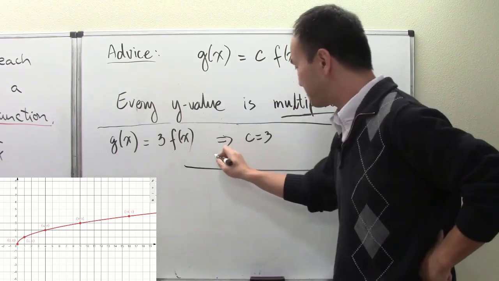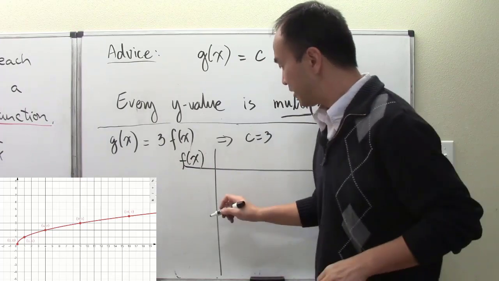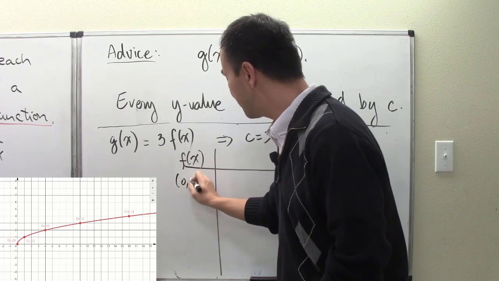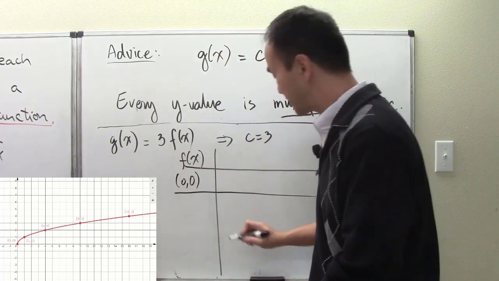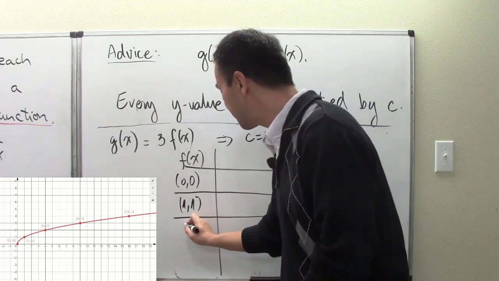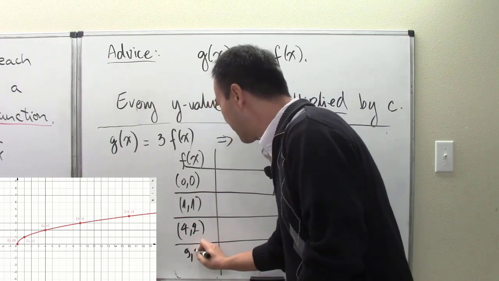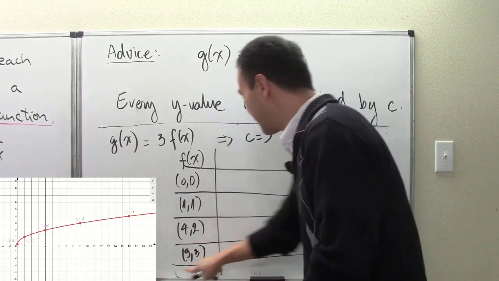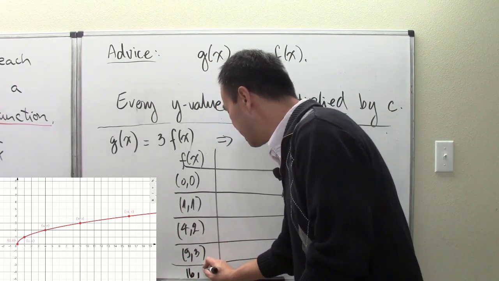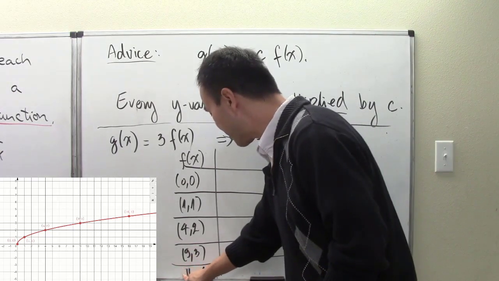So here's my table. The first column is for the original parent function. These are the points. The first point on my graph here is (0, 0). The next point to the right is (1, 1). The next point to the right is (4, 2). The next point over is (9, 3). And the next point over is (16, 4). So those are all of the guiding points originally.